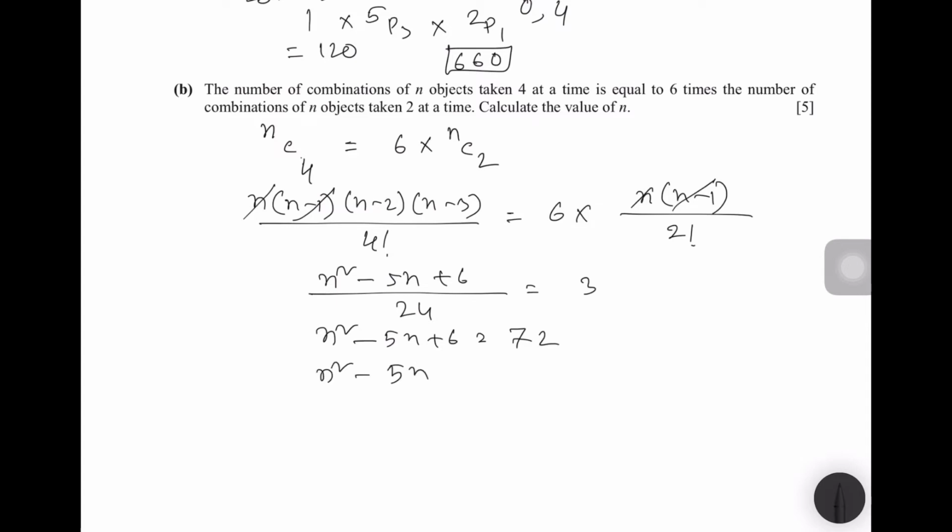Now we can simplify. This is becoming n square minus 5n plus 6 divided by 3, 4 is 12, 2 is 24, 24 equals, it is given 3. Now let me do cross multiplication. n square minus 5n plus 6 equals 72. Now n square minus 5n, if it becomes 72 minus 6, it is 66.